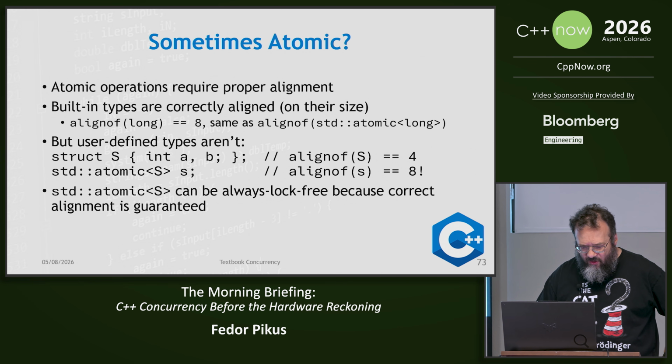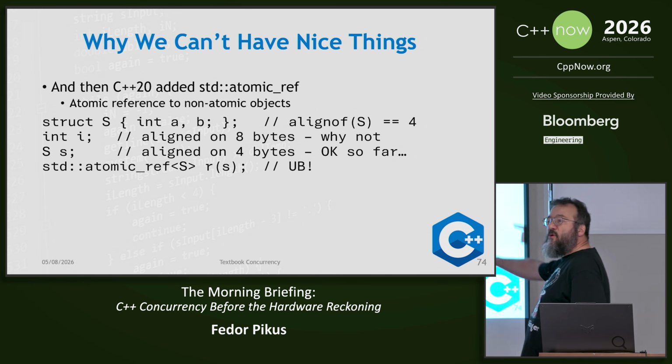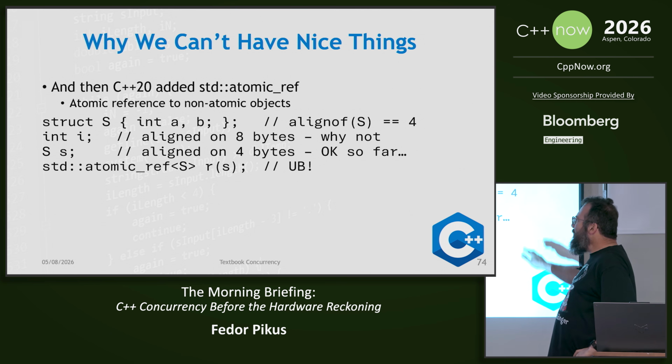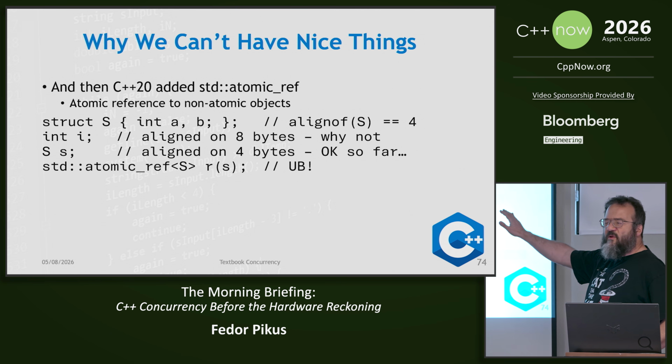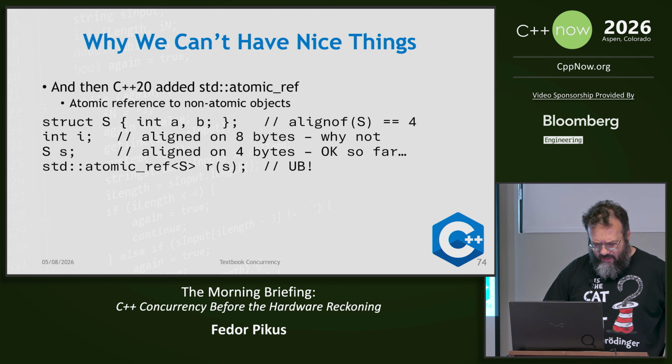Since everybody knows what atomic is, let's skip this. Okay, everybody knows what atomic ref is? The reason it's actually a very good thing, very useful, is also the reason why we can't have nice things in C++ when it comes to atomics.